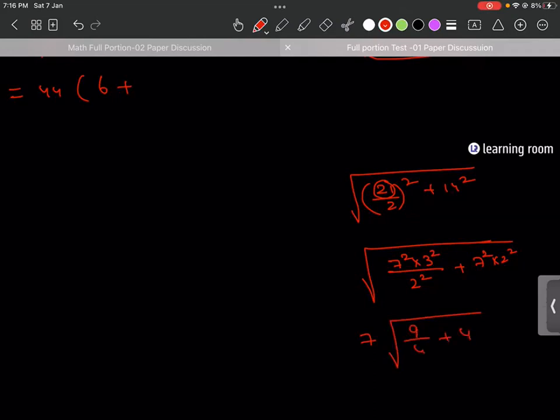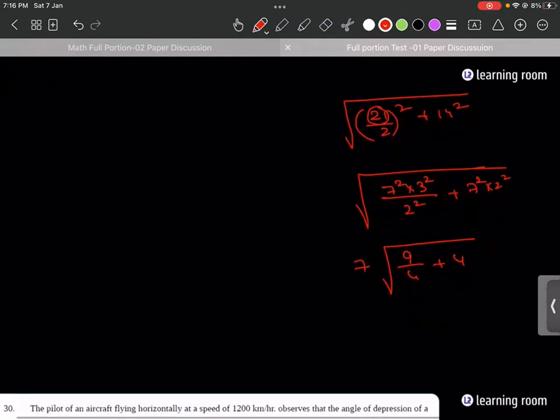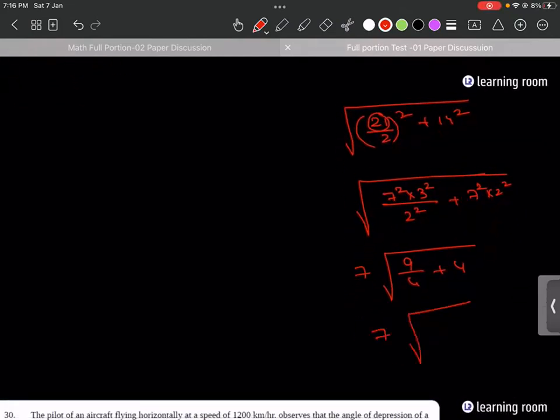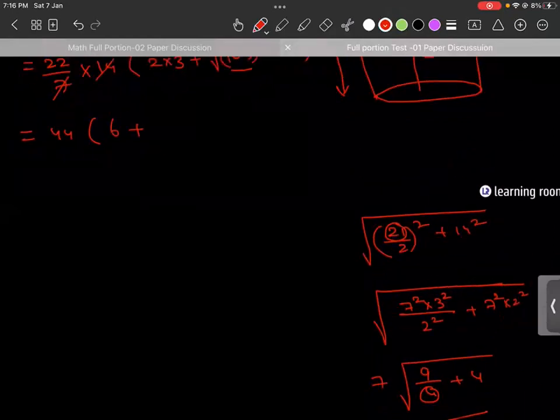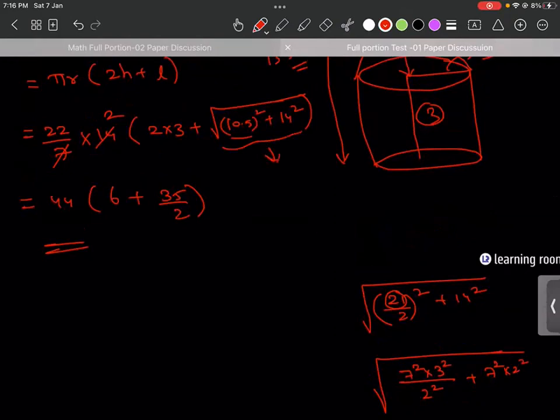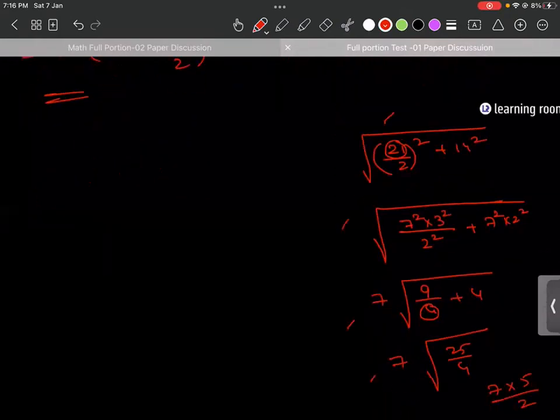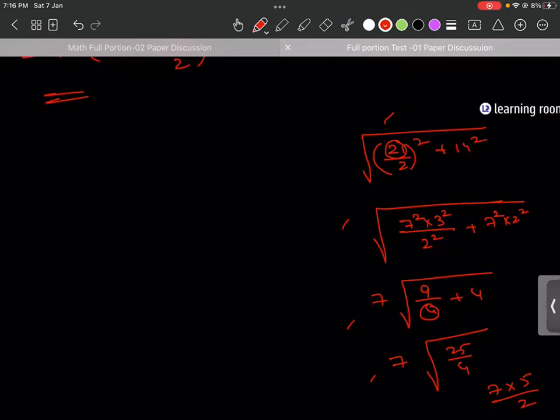Yes, sir. So 7 into square root of 25 divided by 4. So how much will be that? 7 into 5 divided by 2. Can I write it like that? So 7 into 5 by 2 is 35 by 2. If this is the reason why you couldn't proceed, I hope these steps are helping you. Guys, did you understand? Yes, sir. That's why I couldn't proceed. Was that the problem? Okay.